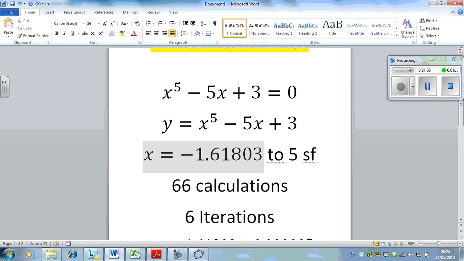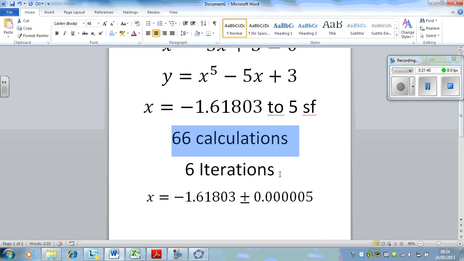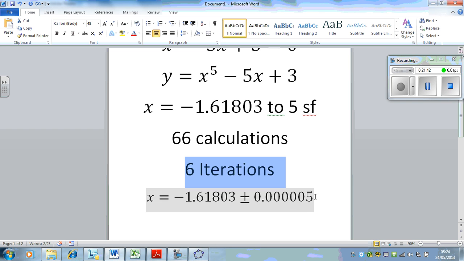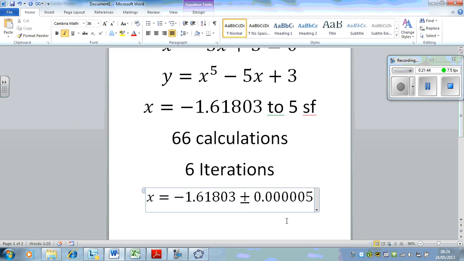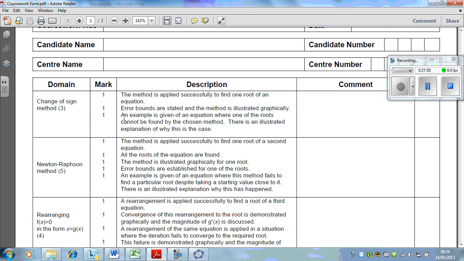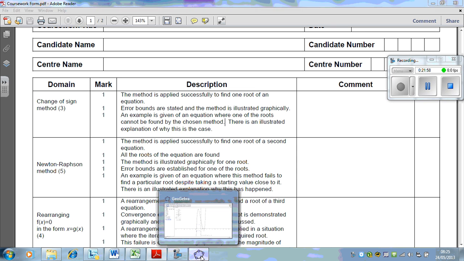Okay, so we've solved our equation for one root to 5 significant figures. We've worked out how many calculations it took, how many iterations it took, and we've stated the error bounds. Now, the final part, it says there, an example is given of an equation where one of the roots cannot be found by the chosen method. There is an illustrated explanation of why this is the case.